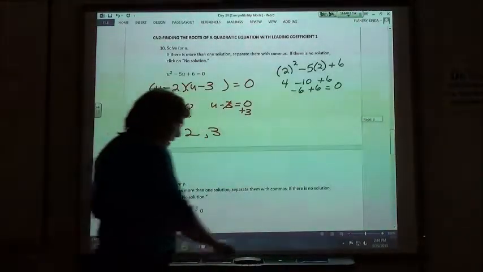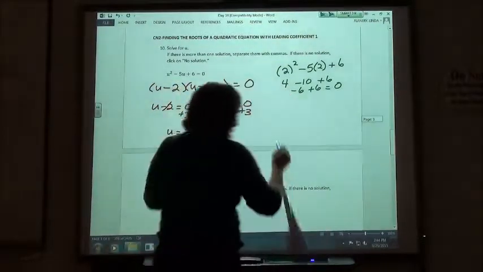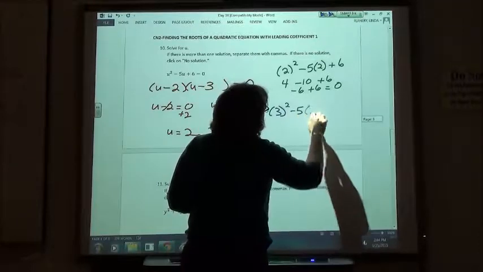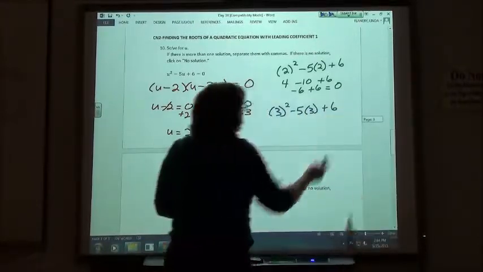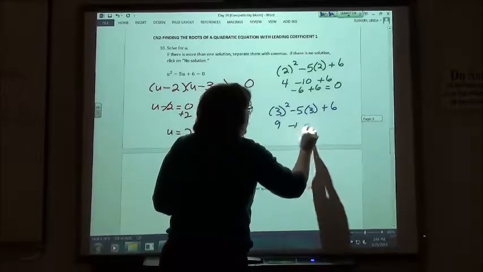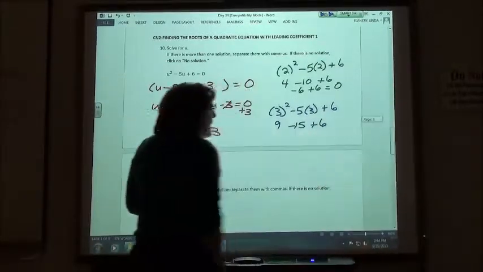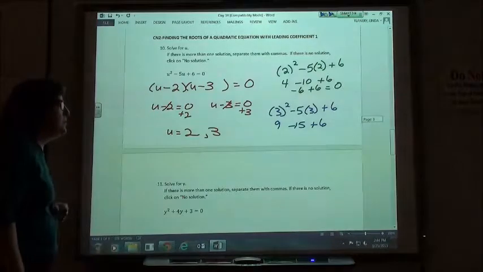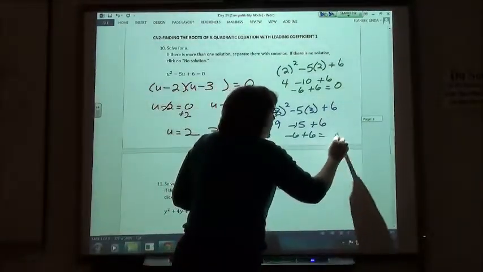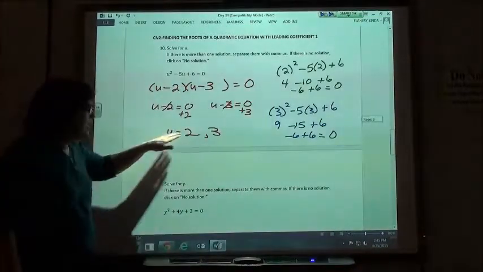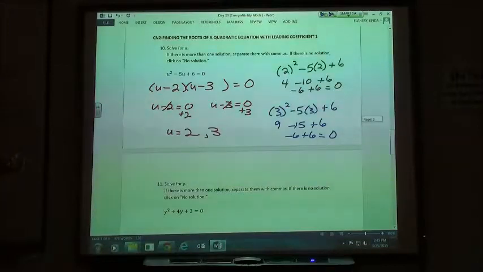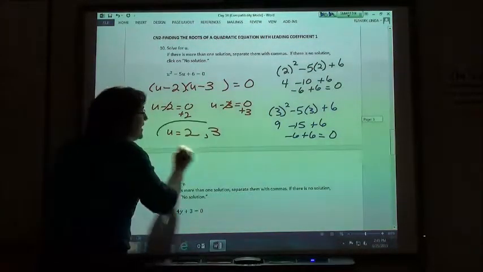If I check the other answer, the 3, I would say, oh, 3 squared minus 5 times 3 plus 6. 3 squared is 9. Minus 5 times 3 is minus 15 plus 6. Excuse me. 9 minus 15 is negative 6. And a negative 6 plus 6, sure enough, is 0. And these are the only 2 numbers that you can plug in and get 0. If you try anything other than those 2 numbers, you're not going to get an answer of 0.